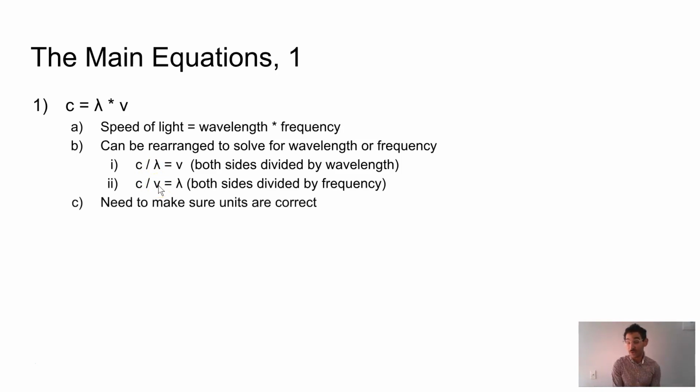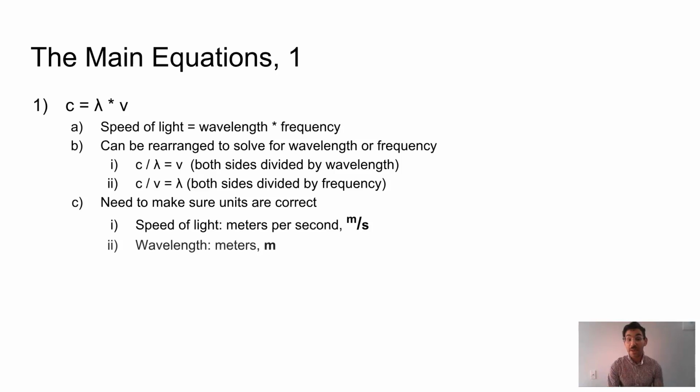Whenever we're using these equations, though, we need to make sure that our units are correct when we're plugging them in, because the units for these things have to match up real nice. So speed of light, we're always going to be measuring in meters per second. Wavelength, whenever we're doing math with the speed of light, we're going to measure in meters. You may not always be given a wavelength in meters, but if you're going to do math, it's important to convert your wavelength into units of meters.